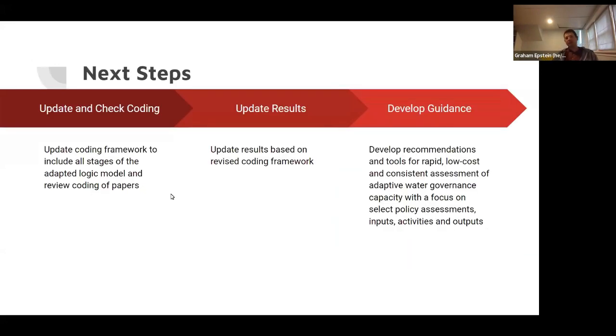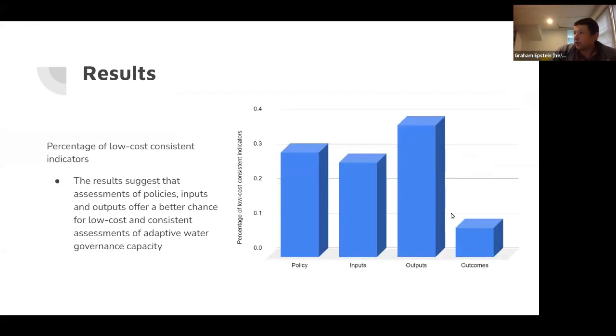So what are the next steps in this project? We have a few things to do. We want to update our coding framework. These are just small changes, different lumpings and groupings of dimensions. As I mentioned, 14 categories is a little bit unwieldy for coding. We also wanted to include all stages of the logic model. You'll see there are 5 stages in our updated logic model.